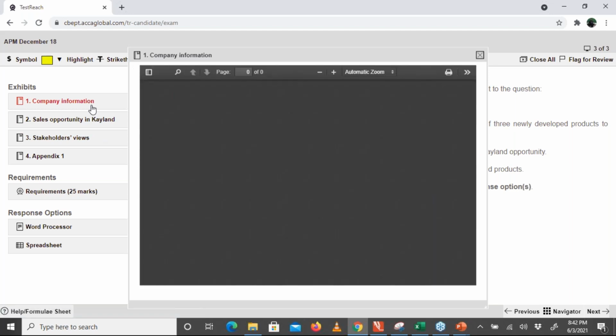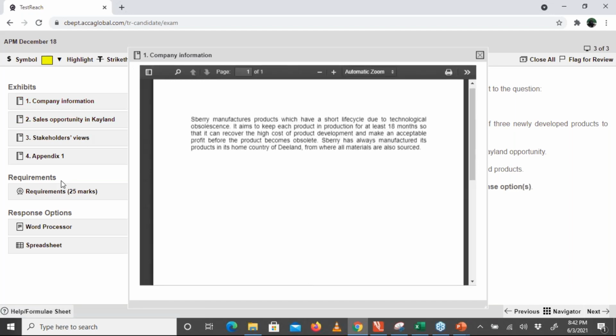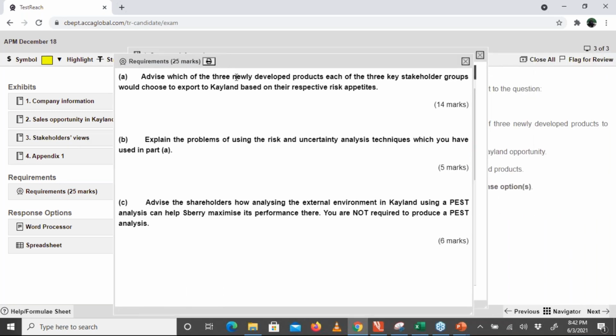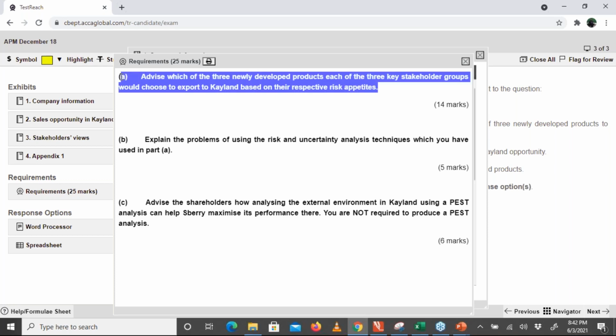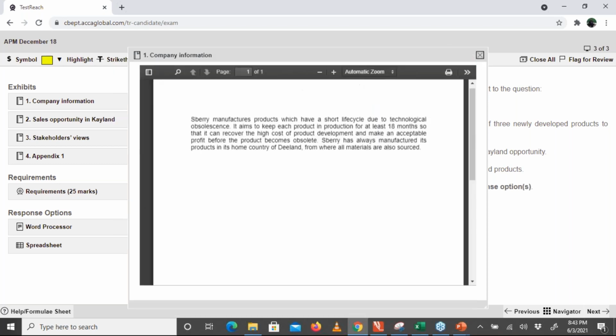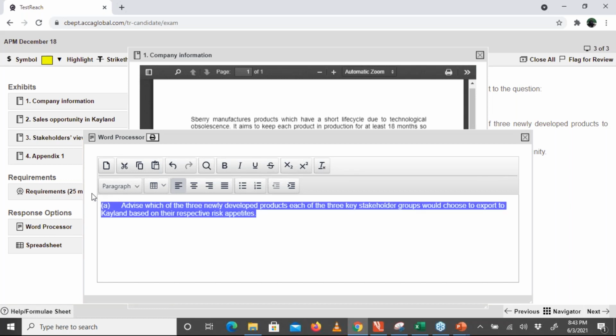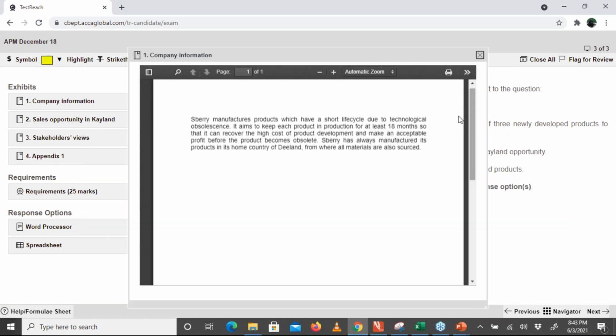Now let's talk about the company information before we go on to the requirements. What exactly are the requirements here? It says advise which of the three newly developed products each of the key stakeholder groups would choose to export to K-land based on their respective risk appetite. So you've got a question which directly says advise which of the three newly developed products each of the three stakeholder groups would be willing to prepare on the basis of their risk appetites. That is something that the examiner has asked you. We'll talk about it.